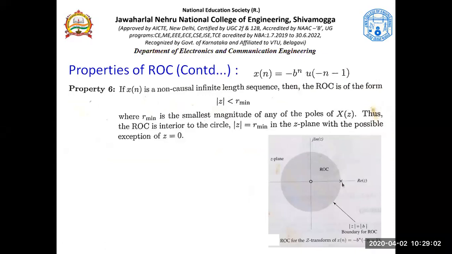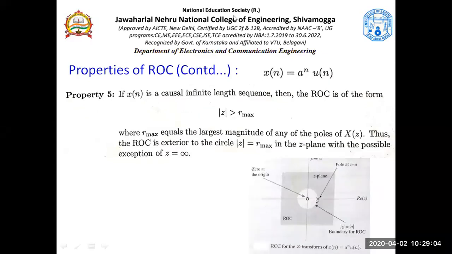For negative time exponential, how are they referring to the positive time exponential? See, X of n is a causal infinite length sequence. They are referring to an exponential signal. So how to generalize this signal? Causal infinite length sequence. That means it is right-sided infinite length. The range is from 0 to infinity. Understand that? So for a causal sequence, the ROC should be outside the circle.